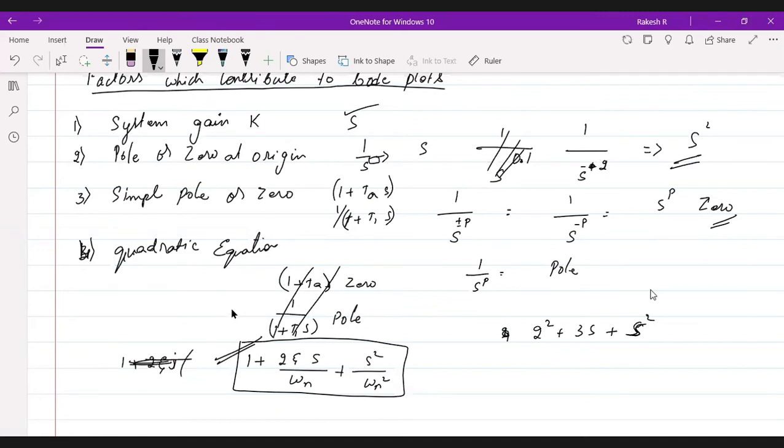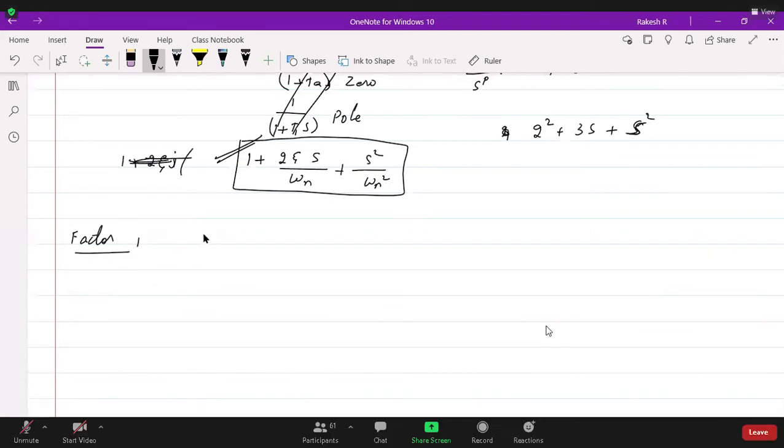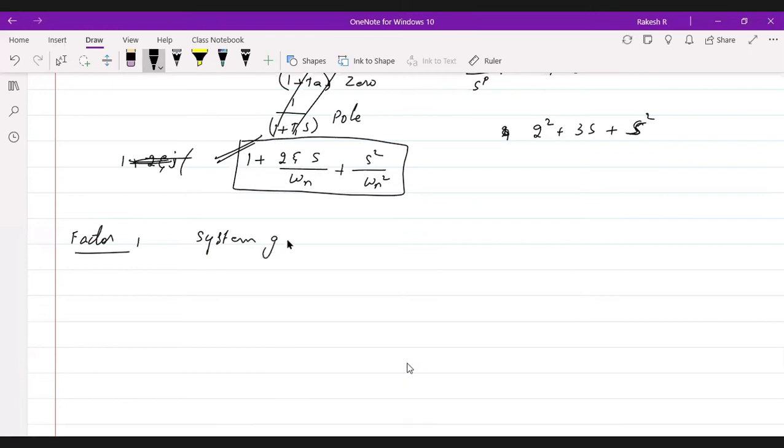First, we shall go with the first factor, that is factor 1. What is factor 1? That is the system gain. This is the first factor here. Now, what I need to do, first I told I need to plot a magnitude plot.